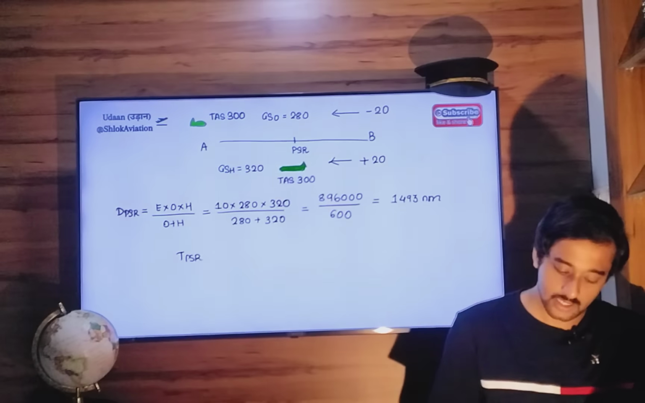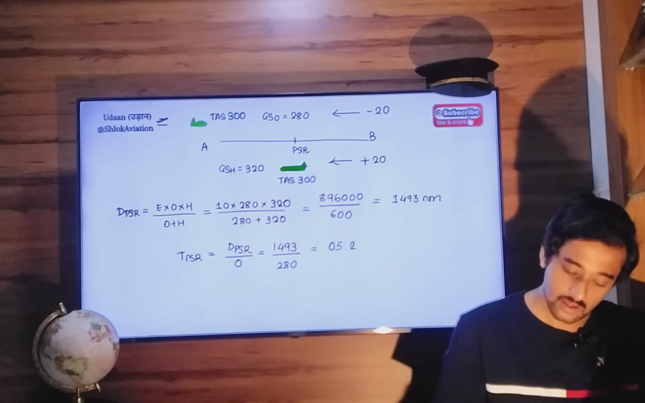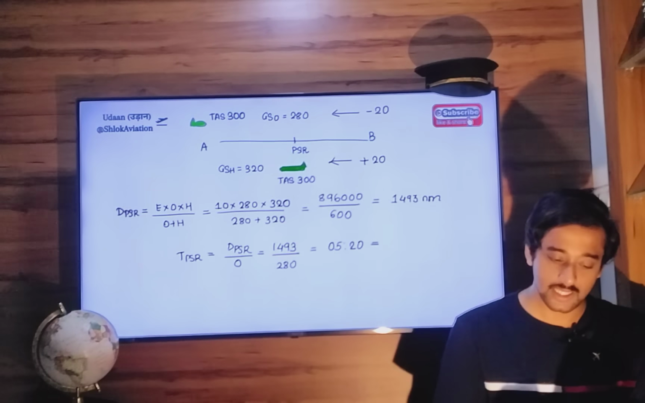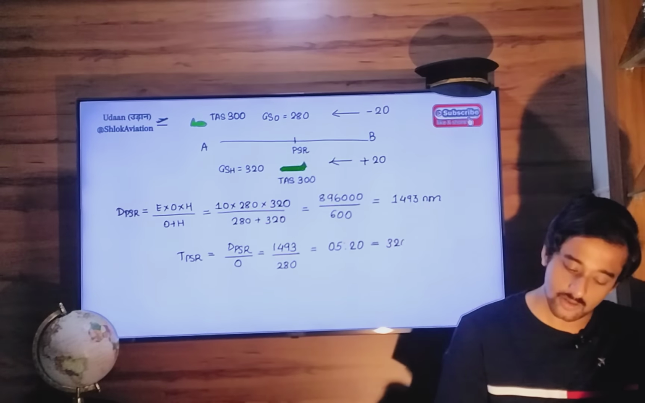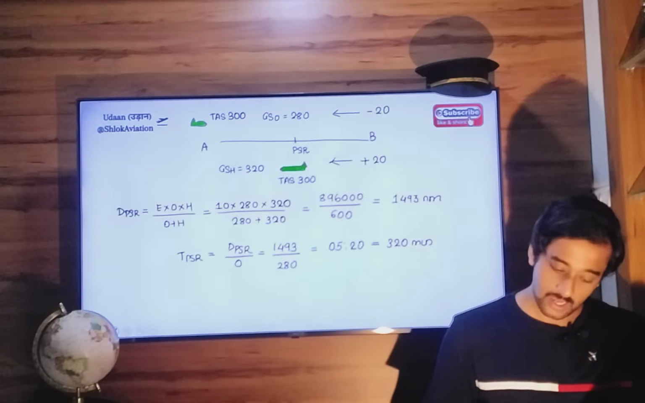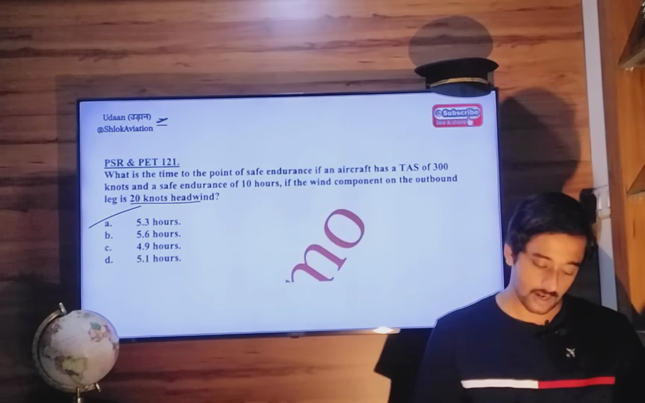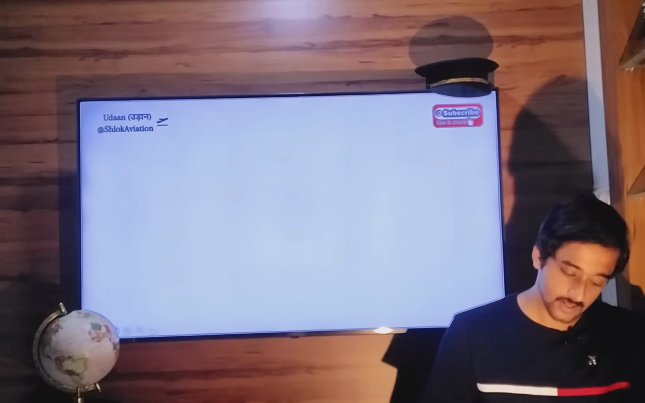Time to PSR is distance to PSR divided by outbound speed. So 1493 divided by 280, 5 hours 20 minutes, multiplied by 60, 320 minutes. Okay? So the correct answer is 5.3, option alpha. 5 hours 18 minutes.